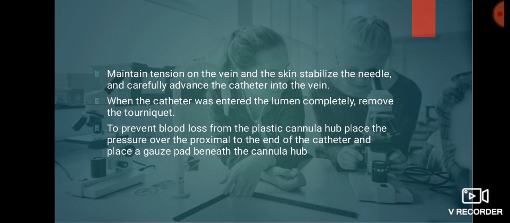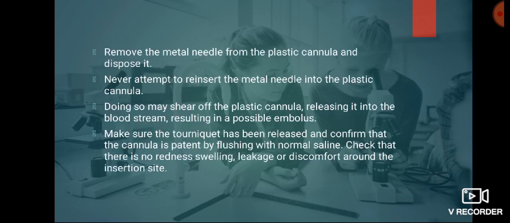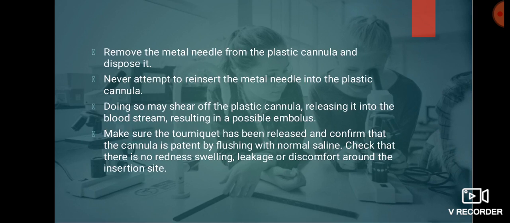To prevent blood loss from the plastic cannula hub, place pressure over the vein proximal to the end of the catheter and place a gauze pad beneath the cannula hub. Remove the metal needle from the plastic cannula and dispose of it.